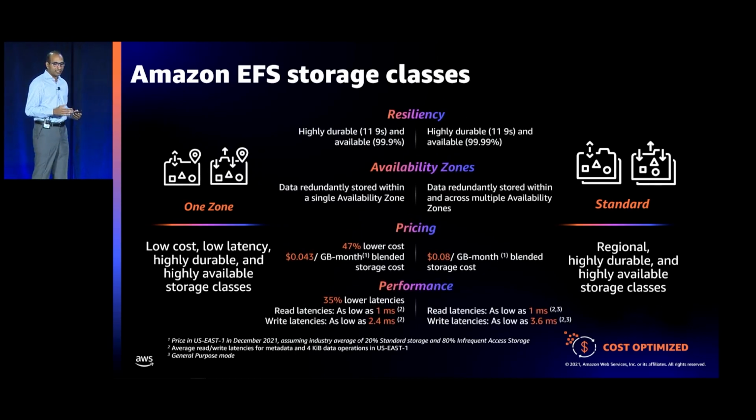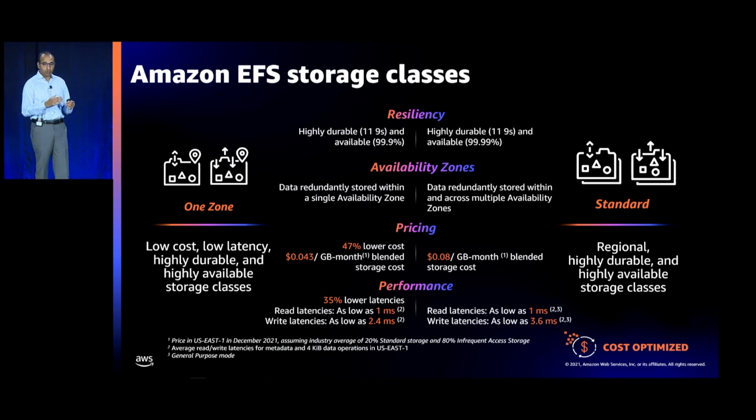The one-zone storage classes redundantly store your data within a single availability zone and are designed for 11 nines of durability. The standard storage classes redundantly store data within and across availability zones and are also designed for 11 nines of durability. So while the one-zone storage classes offer an availability SLA of 99.9%, the standard storage classes offer an availability SLA of 99.99%. So that's 4 nines.